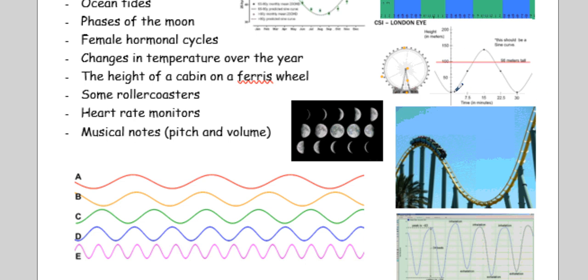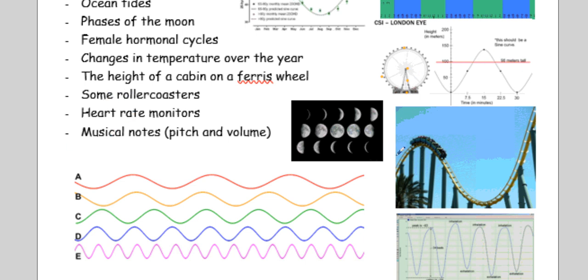So imagine this one. With this particular one, does the cabin start at the top or the bottom of the Ferris wheel? Right here. The bottom, yeah. And then it goes to the top, and then it hits the bottom again as it spins around. So this is modelling its height as it spins around, and this is its height with time. So time is the x-axis in that one.